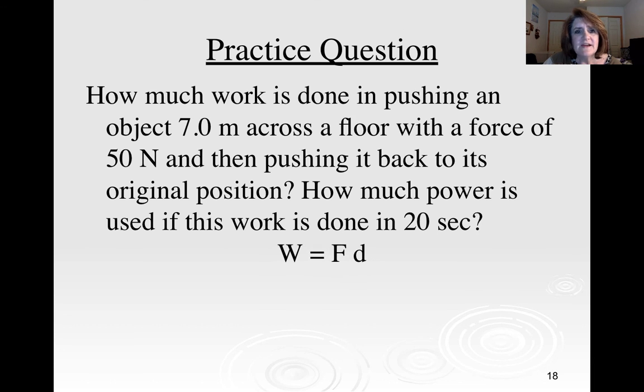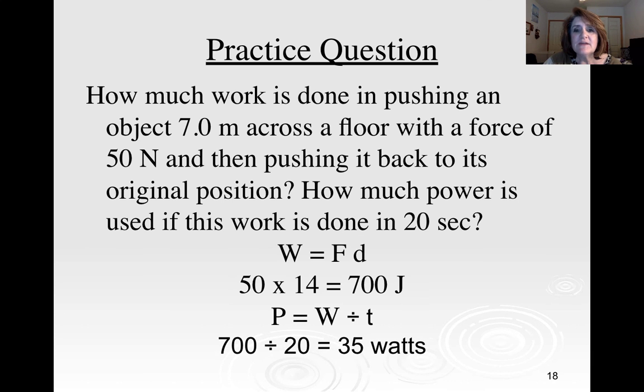Work is force times distance. The force was 50 newtons, a distance of 14 meters there and back again, to get a work of 700 joules. If that work was done in 20 seconds, 700 divided by 20 would be 35 watts. Not even enough to power a standard light bulb.